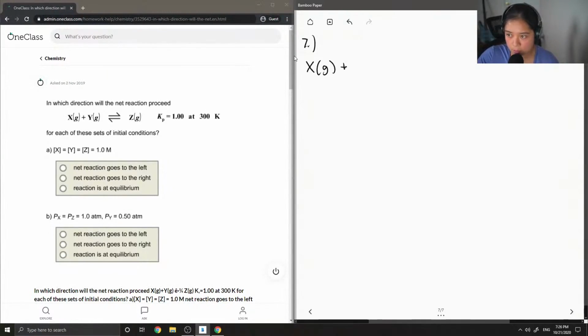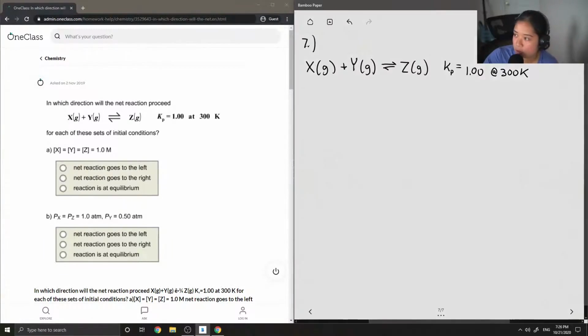X plus Y is in equilibrium with Z. Then Kp equal to 1 atmosphere. Oh, it's just 1, sorry. At 300 Kelvin.